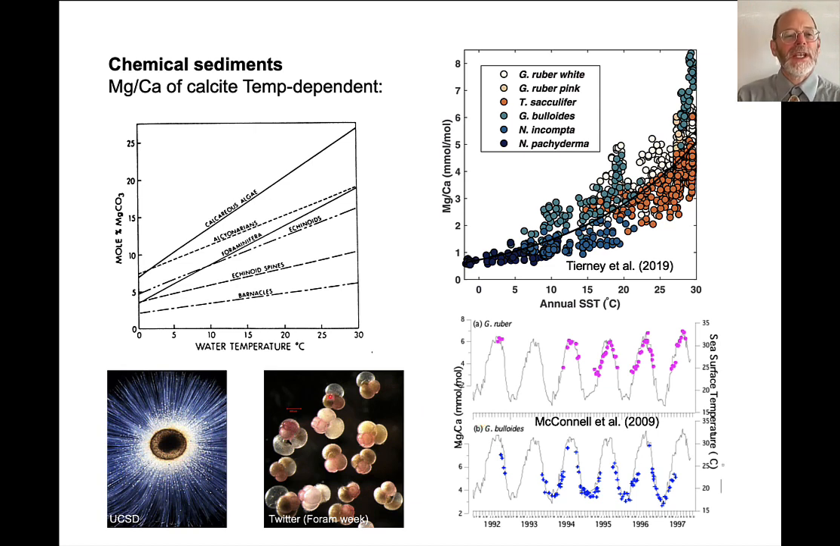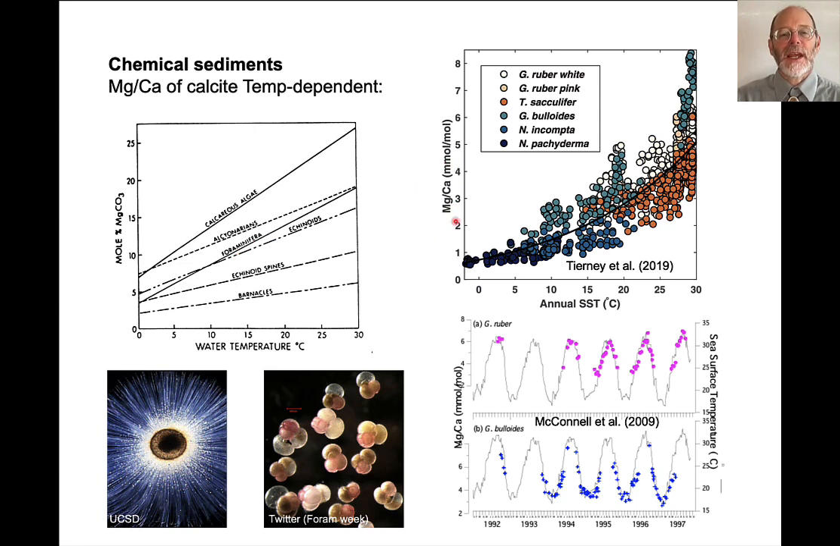So here, for example, is the mole percent of magnesium carbonate in calcite, and this is versus water temperature. So these are various organisms, barnacles and echinoids and forams and calcareous algae. They all have different temperature dependencies, which is actually reflecting a biotic effect. Nonetheless, these kinds of relationships can be used to determine temperature.